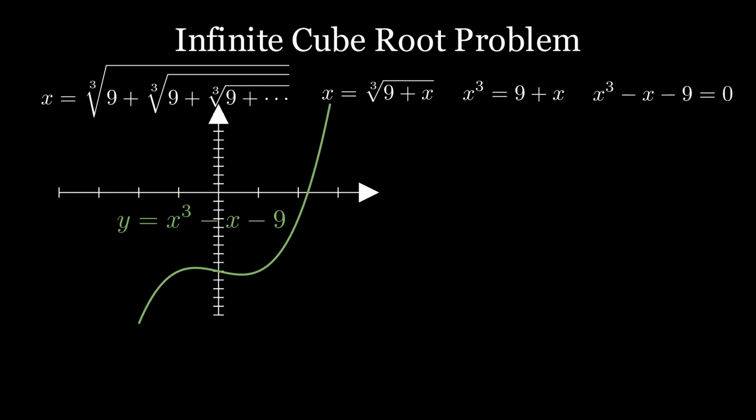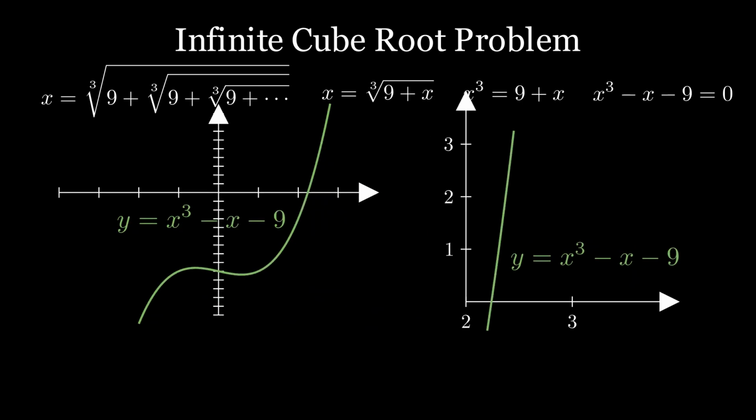We plot y equals x cubed minus x minus 9. Let's zoom in on the part where the graph crosses the x-axis. The graph intersects the x-axis at approximately x equals 2.24. This gives us a visual approximation of the solution.